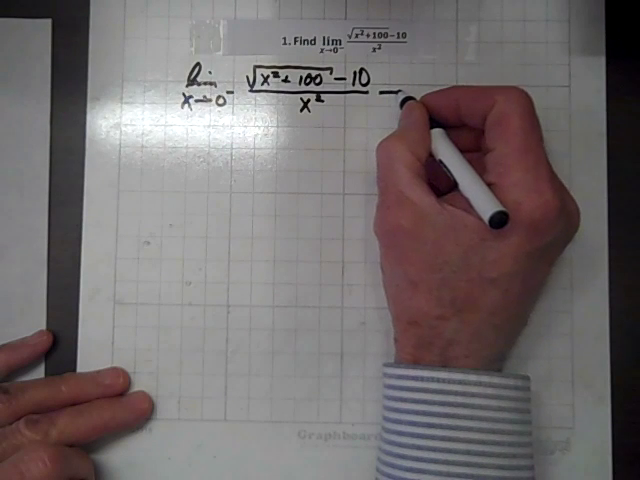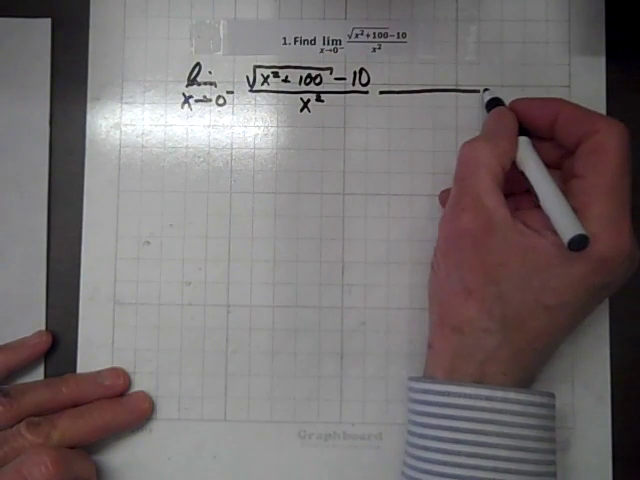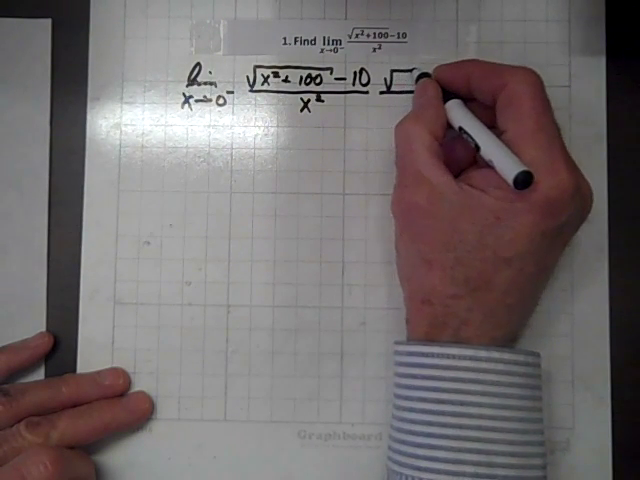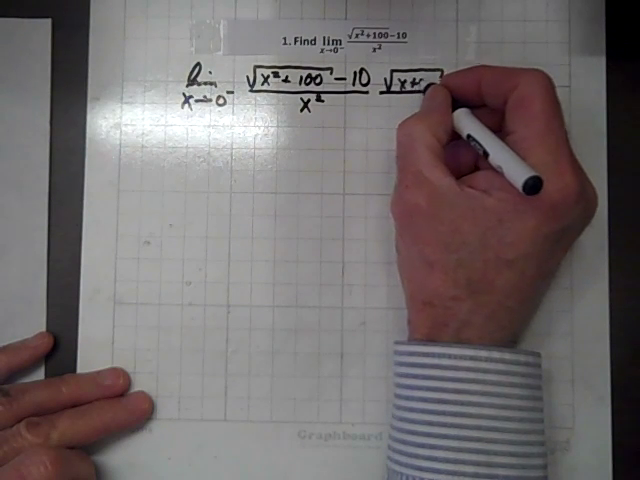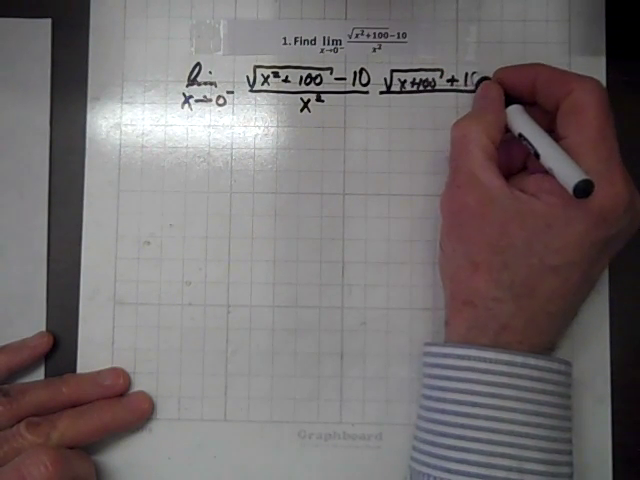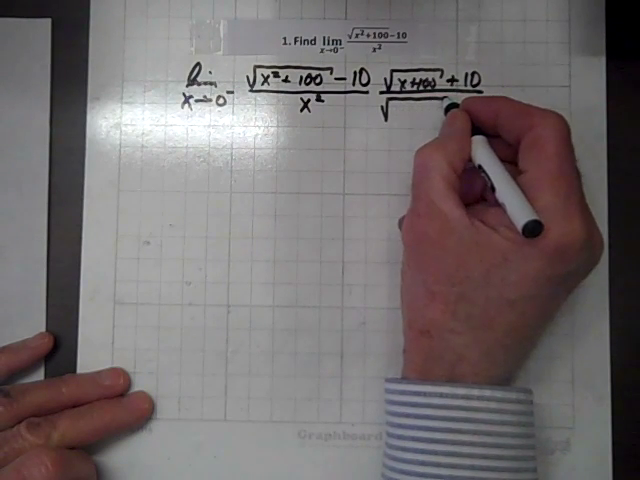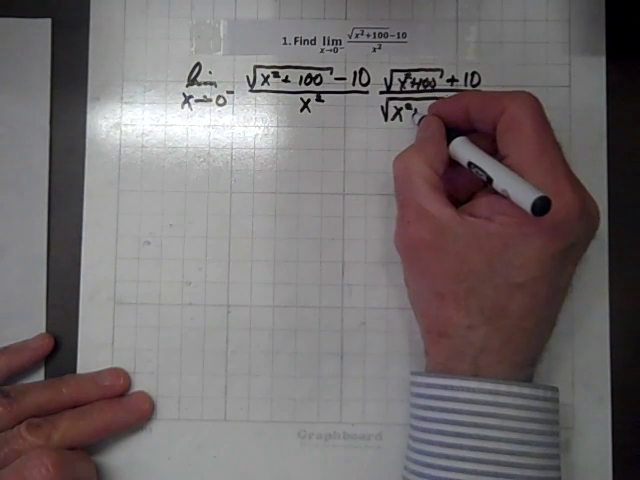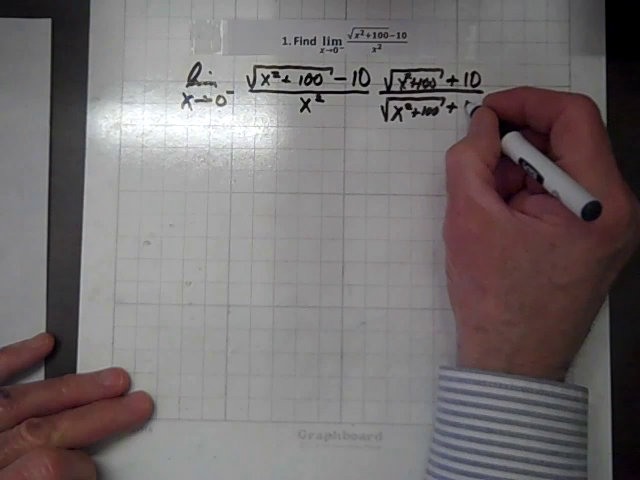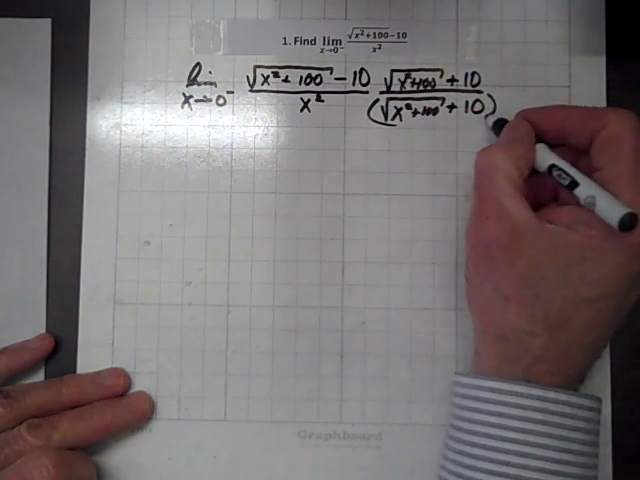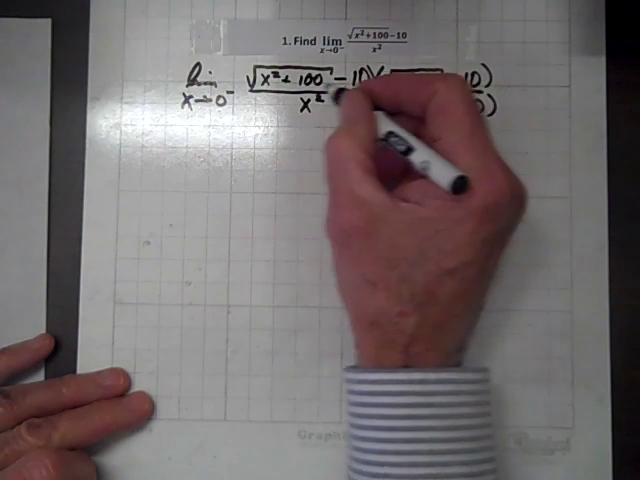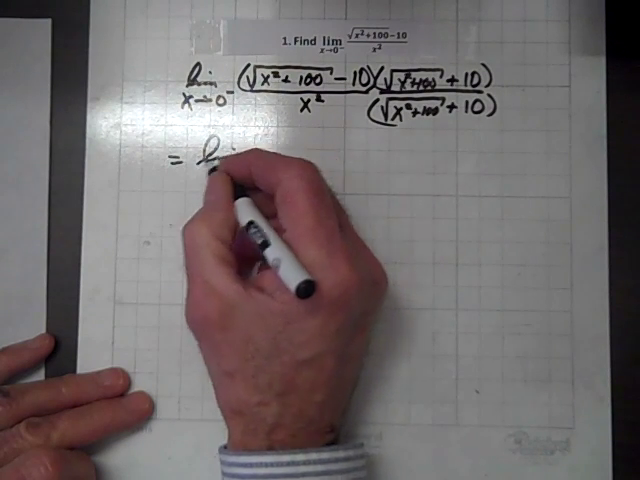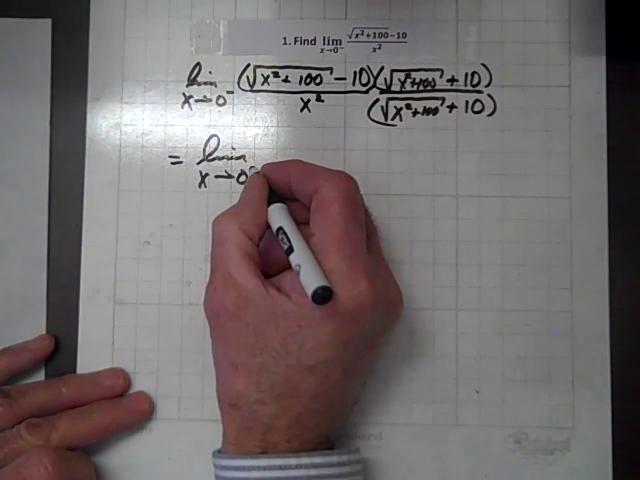What we will do, though, is use the difference of two squares theorem and multiply by 1 in the form of root of x squared plus 100 plus 10 over root of x squared plus 100 plus 10. And to reinforce the idea that this is a product, we'll put parentheses. And so we have the limit as x goes to 0 from below.